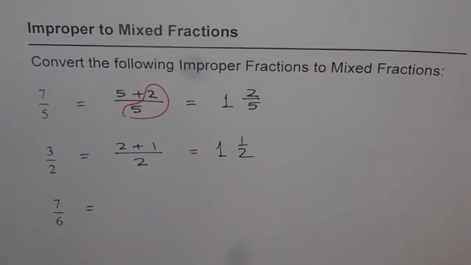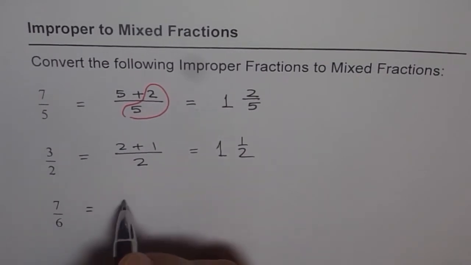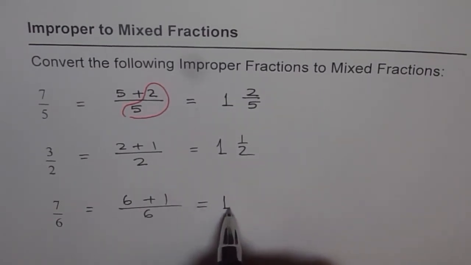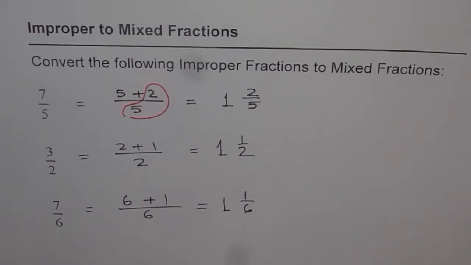Here is another one. 7 over 6. 7 is 6 plus what? Oh wow! 6 plus 1. So 6 plus 1 divided by 6. And 6 over 6 is just 1. We are left with 1 over 6. Done. So that is how you convert improper fractions to mixed numbers.